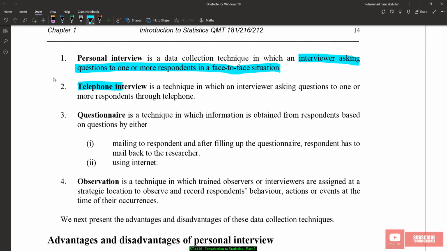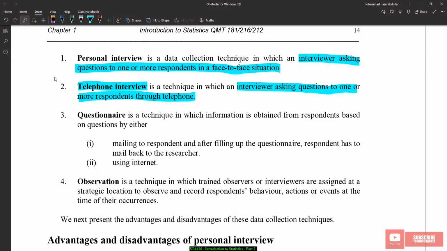Telephone interview, nowadays it is still there, but very limited. It is a technique in which the interviewer asks questions to one or more respondents through telephone. So this can lie under online meeting, or Skype, you use current technologies and not limited to telephone. As long as you are using technology to connect people from a distance, that lies under telephone interview as well.